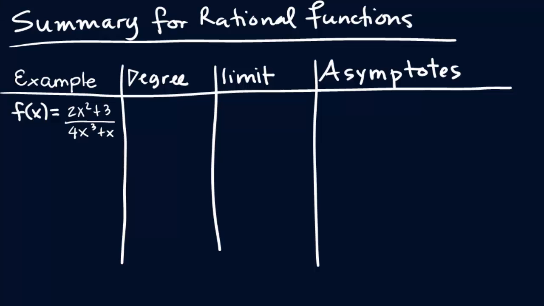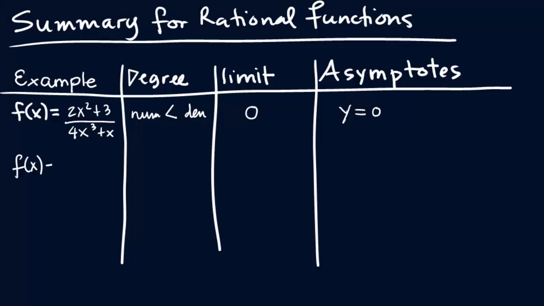Here is a case where the degree of the numerator is less than the degree of the denominator. The limit is 0. And the asymptote is a horizontal line corresponding to the horizontal axis, which is y equal to 0. Let's take another example.